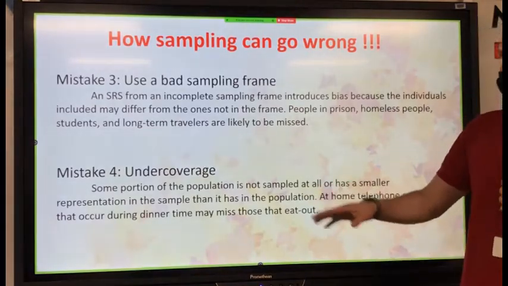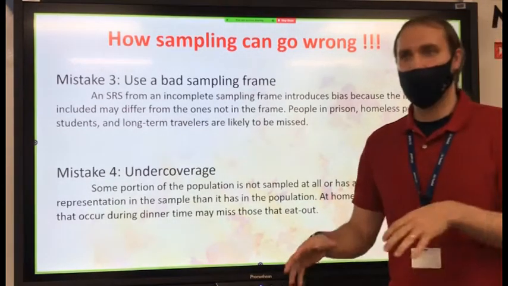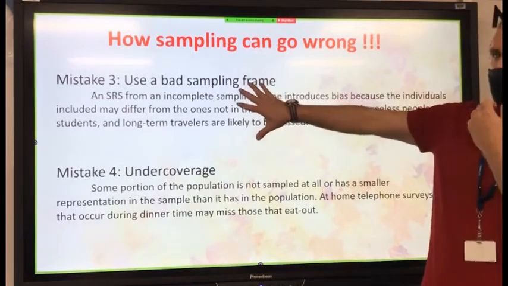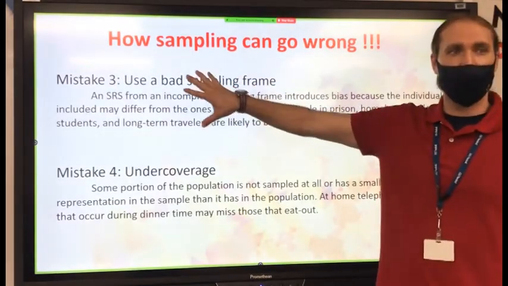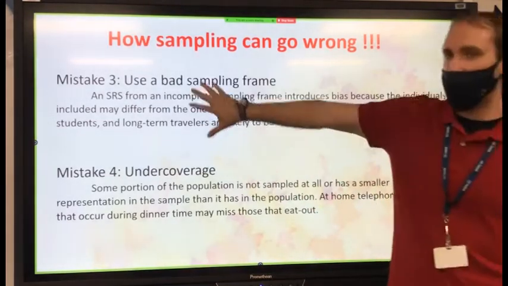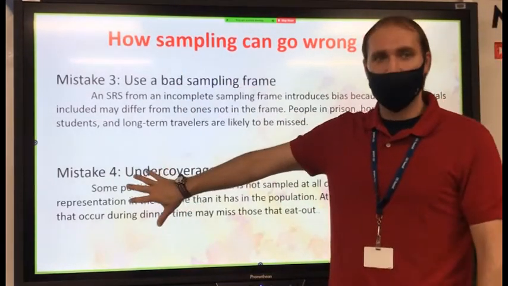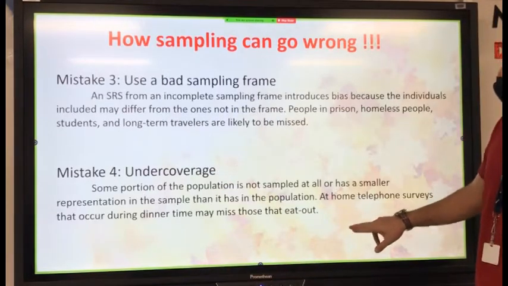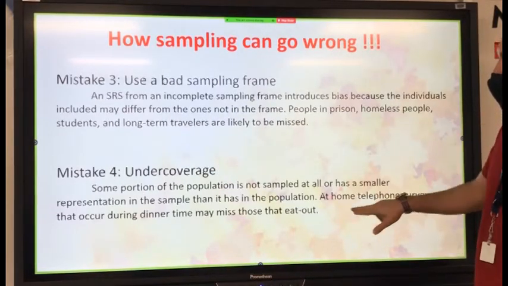So that would be undercoverage. You get only people that just hang out at home. That will also be a bad sample frame. You're missing those people that like to go out a lot. Maybe those people are pro-Democrats. Maybe the people that go out a lot are Republicans. I don't know. So here are 4 common mistakes when you're picking a sample.